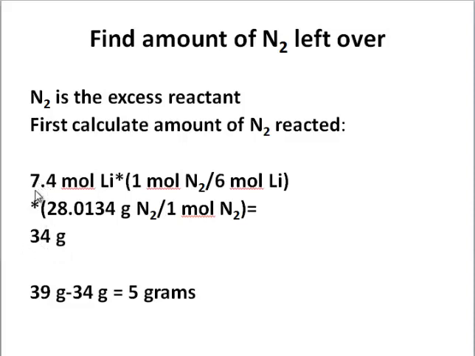Now again, what this calculation tells us, starting from moles of the limiting reactant, is how many grams of nitrogen react. To determine the amount left over, take the amount that we started with, 39 grams, and subtract 34 grams. There are 5 grams of nitrogen left over.